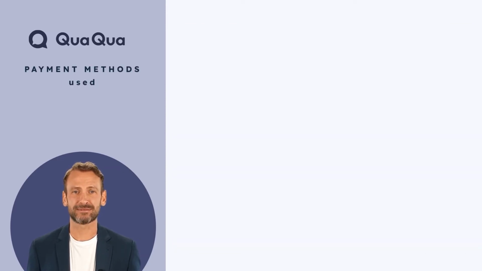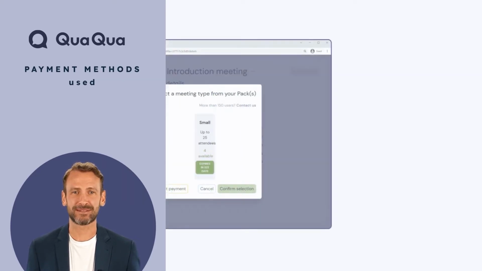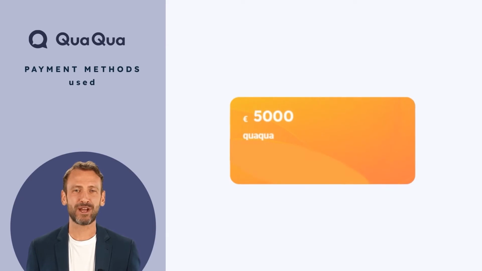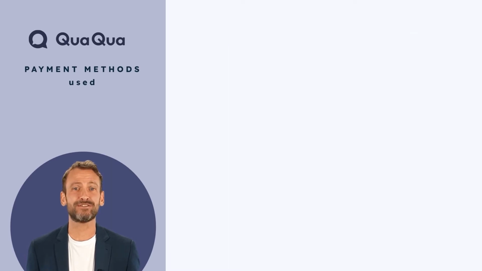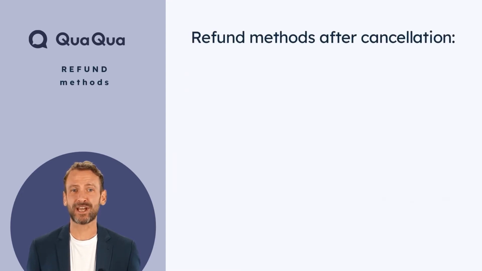As a reminder, there are 3 different ways to pay for the meeting at the checkout process. Either with meeting packs, through your QuaQua wallet, or through a direct payment. When you booked your meetings, through any one of these 3 methods, the refund process will be different for each. Let me explain how the different refund methods work.